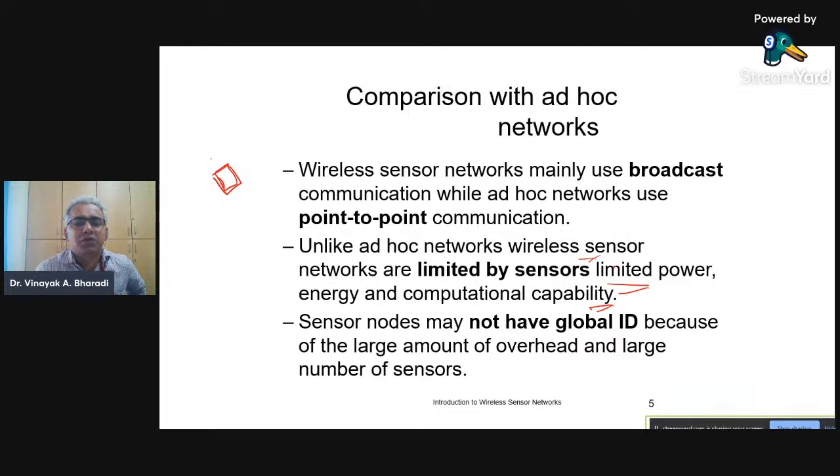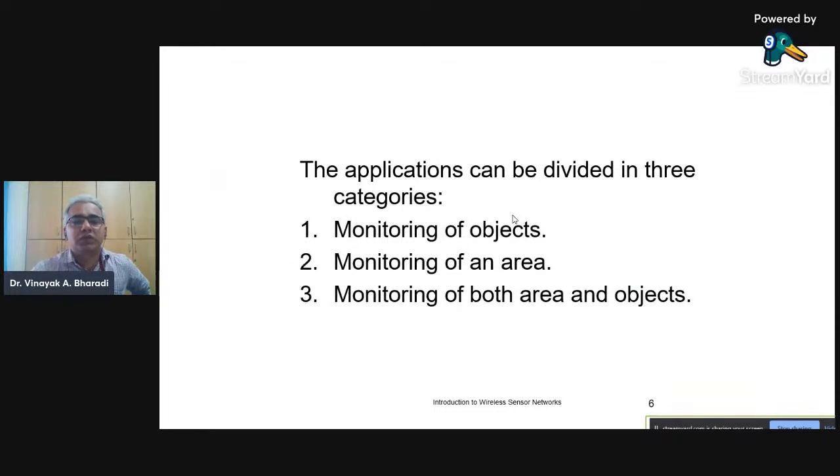Okay, they have comparatively good power because the number of nodes in a MANET is less as compared to wireless sensor networks. Here you can see, and they don't have a global ID because, as I told you, there is a large number of sensors, so a global ID is not possible. In the case of a mobile ad hoc network, a mobile number is one example. They have global IDs.